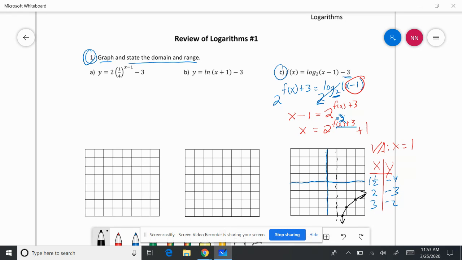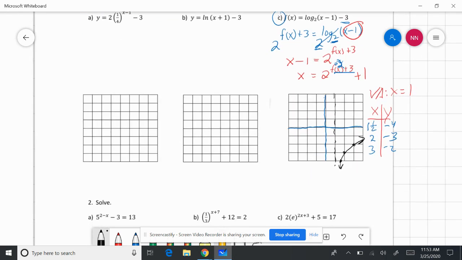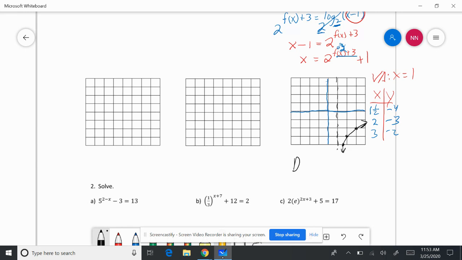Now what I need is the domain and range. So the domain is going to be from 1 to infinity. The range is going to be -infinity to infinity.